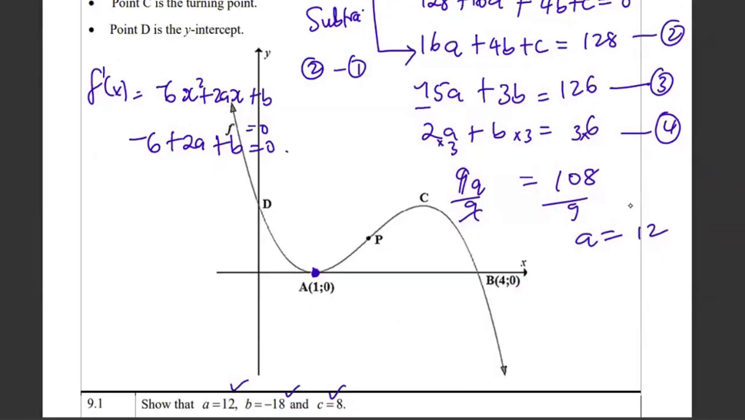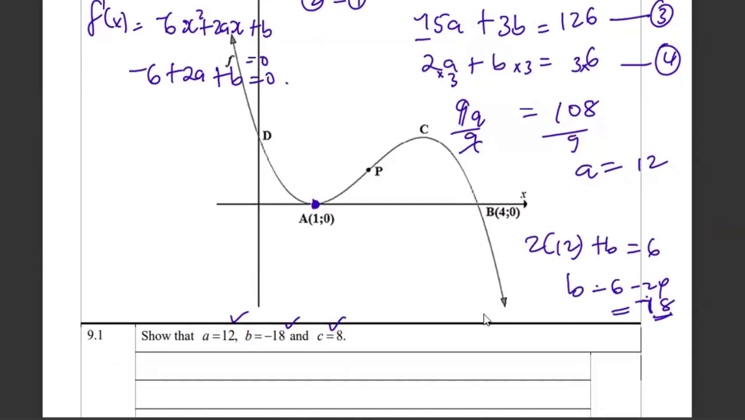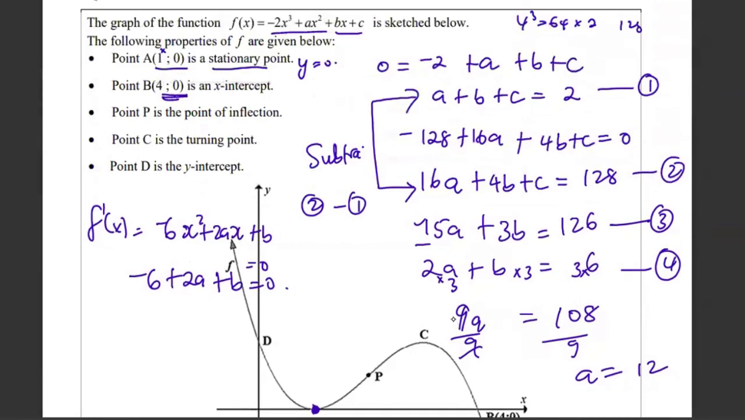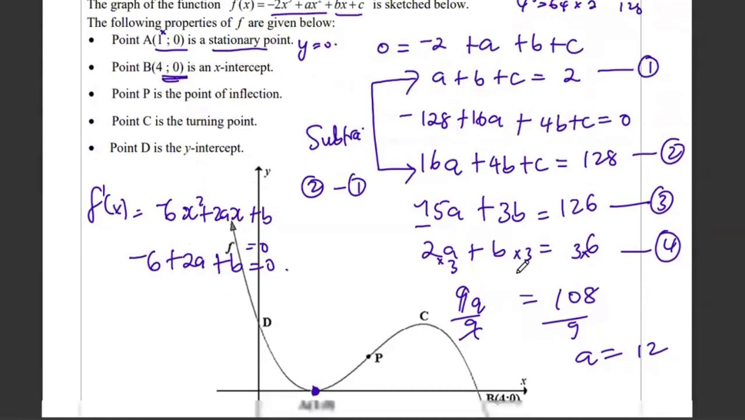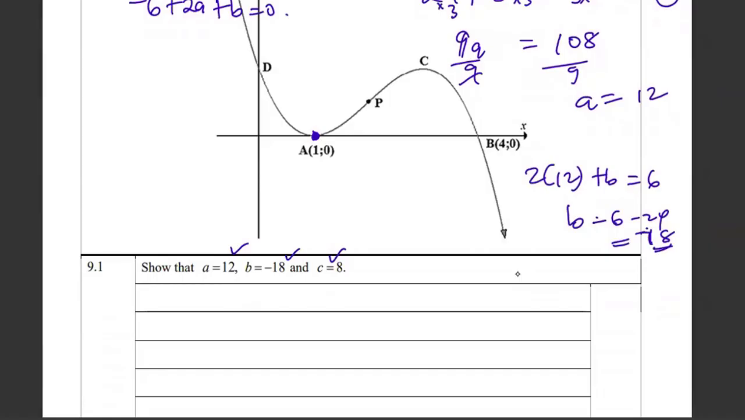Then replace a with 12 and let's find b. So 2 times 12 plus b is 6. So b is 6 minus 24, which is negative 18. Okay, and then lastly, we substitute into the first equation, a plus b plus c is 2. So 12 minus 18 plus c is equal to 2, and then c is going to be 8.